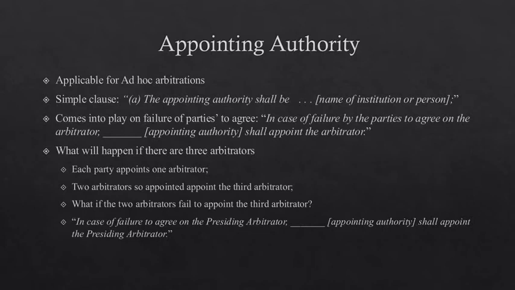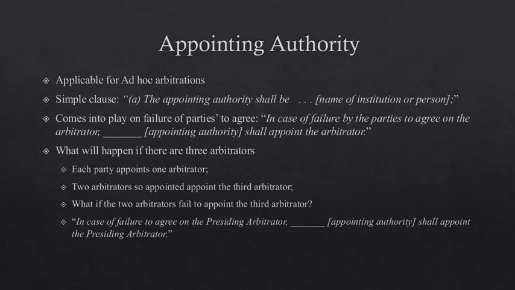Designating an appointing authority has important consequences on the strategic aspects of the arbitration. But how will you do that? If you have chosen the UNCITRAL arbitration rules, simply repeat what is stated in the model clause. And the clause reads, (a) The appointing authority shall be so and so.